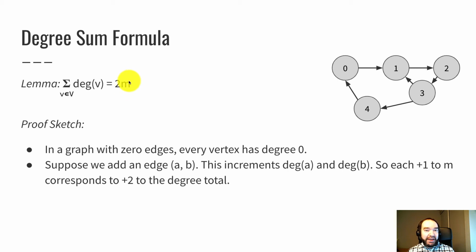So m is the number of edges. If I look at every vertex, add up all of the degrees of those vertices, I'm going to end up with exactly 2 times the number of edges in the graph. Here's a sketch of why that's true.